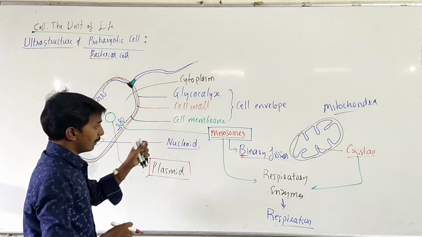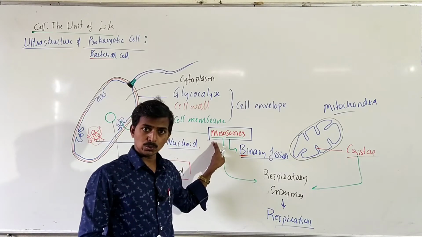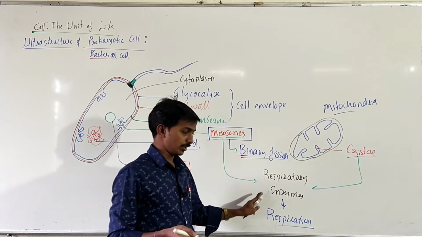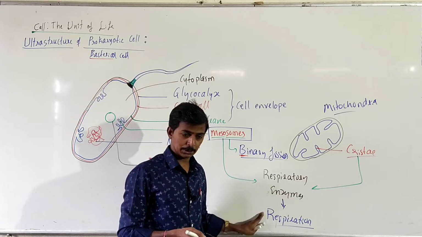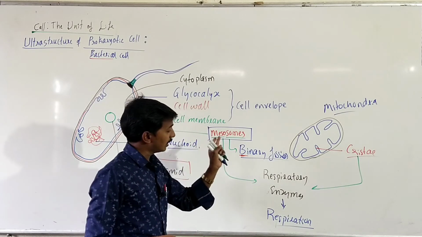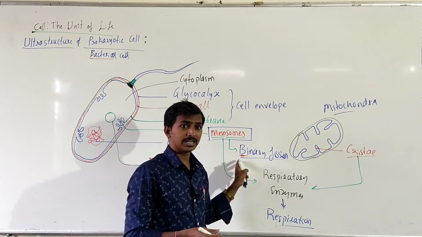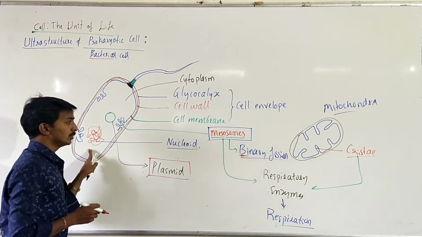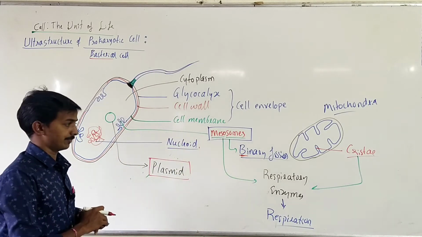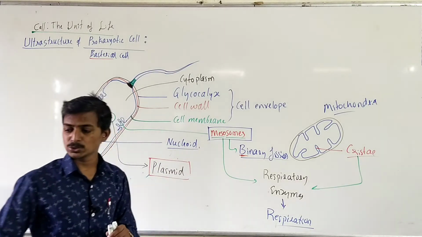This is the main function of the mesosome. The first function is to retain the respiratory enzymes for respiration, and the second is helping in binary fission, that is, the attachment of the nucleoid during binary fission. Right, this is about the mesosome.